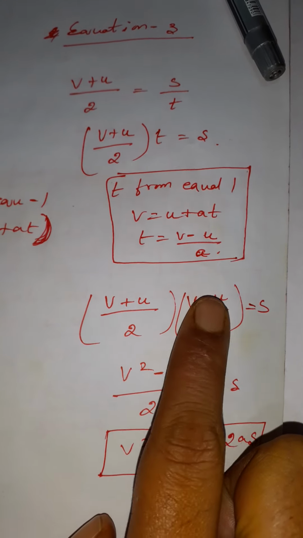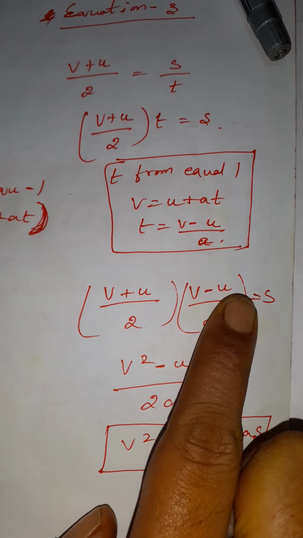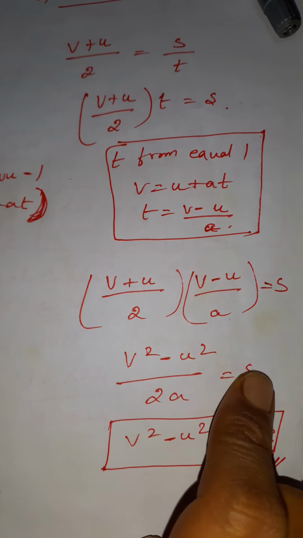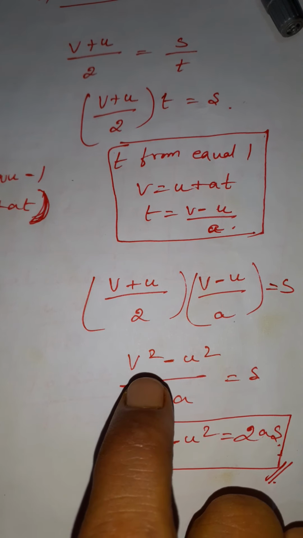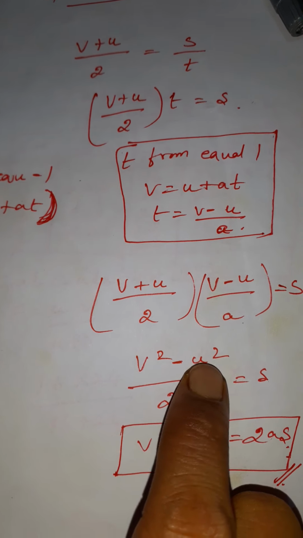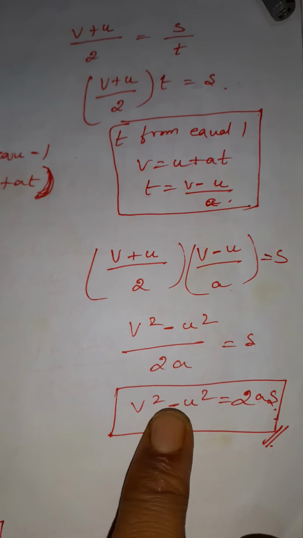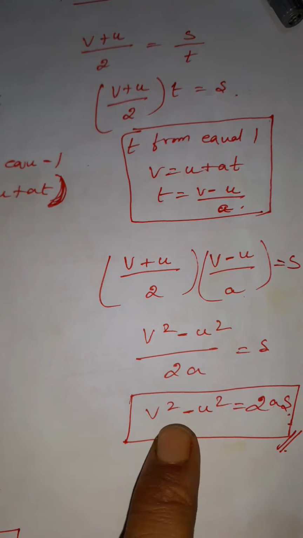So A plus B into A minus B format. A plus B into A minus B format from your maths. So A square minus B square by 2A is equal to S. Instead of A square minus B square we are writing V square minus U square by 2A is equal to S. V square minus U square is equal to 2AS. This is your third equation.